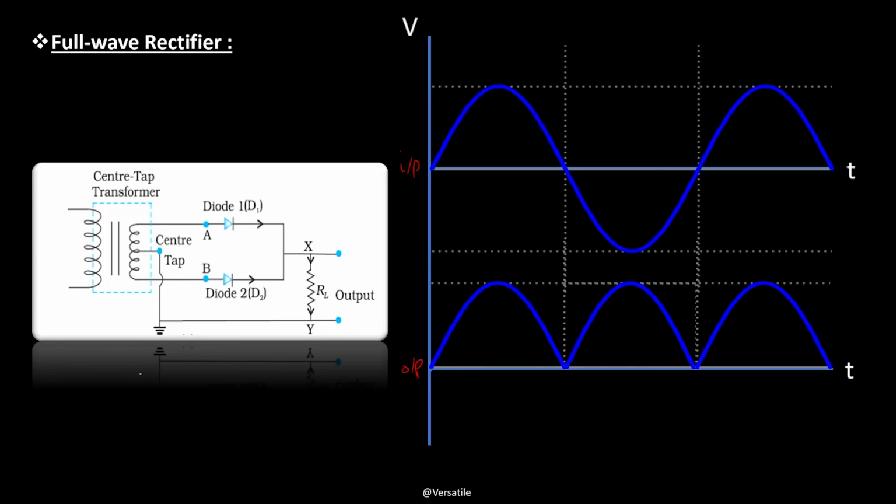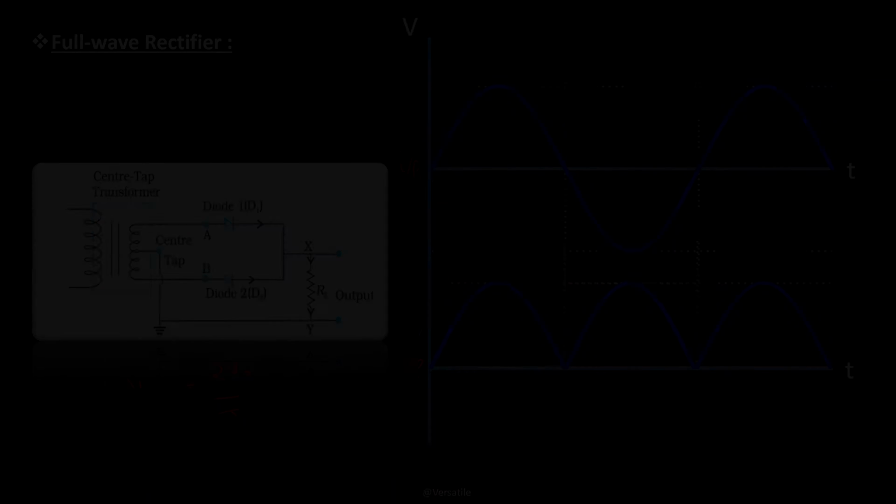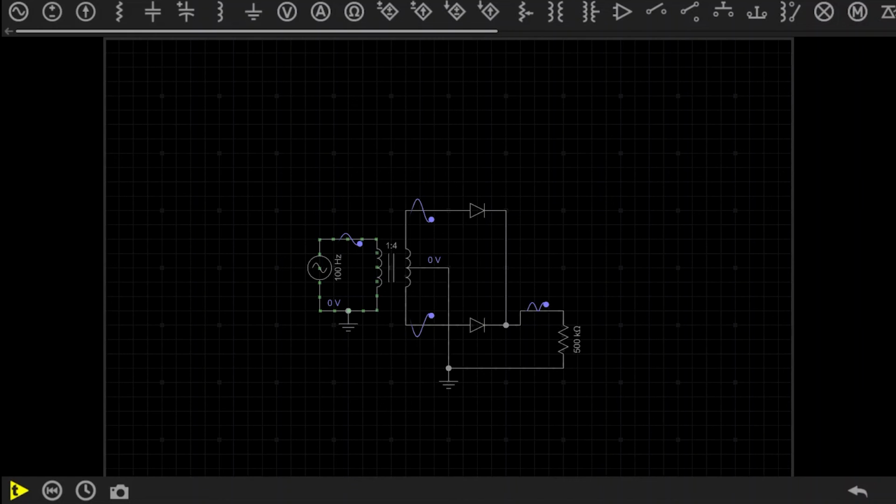And again the average value of the output is given by the formula V average equals 2 times V0 by pi. Why 2 times V0? Because in the half wave rectifier we were converting only the half cycle, but here in this case we are converting both the positive and negative cycles, so that's why we need to multiply it by 2. Okay, so again let us have a look at the simulation of the circuit.